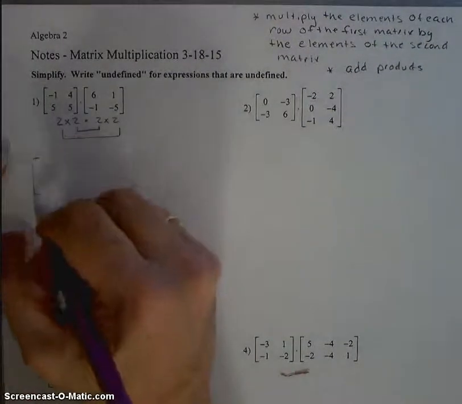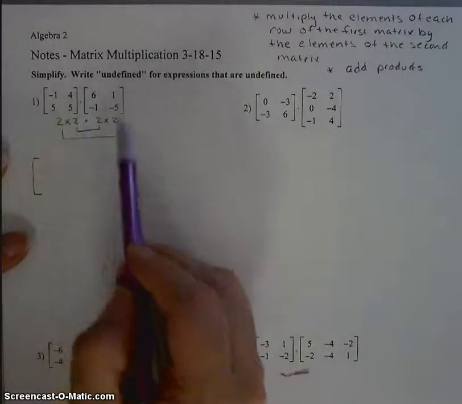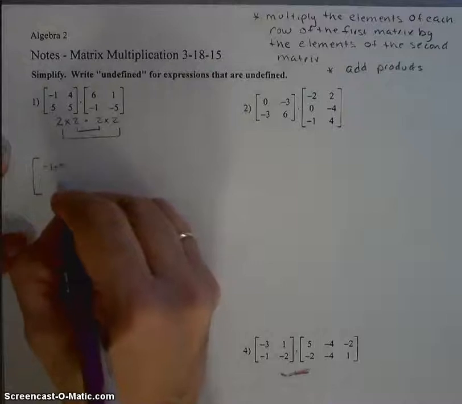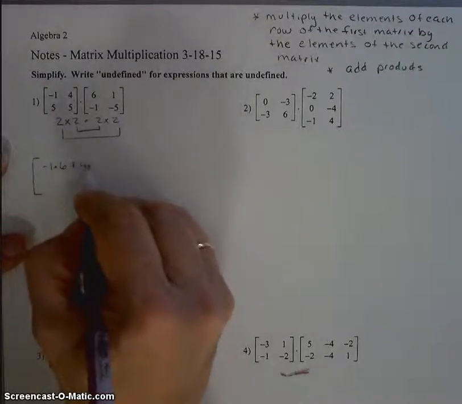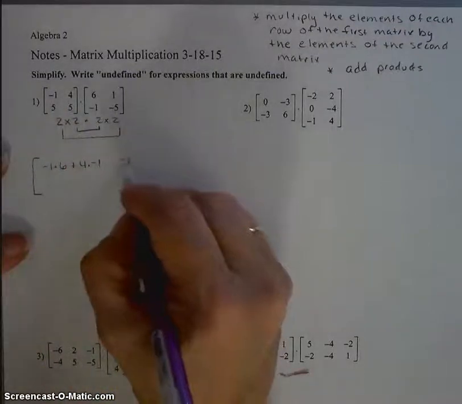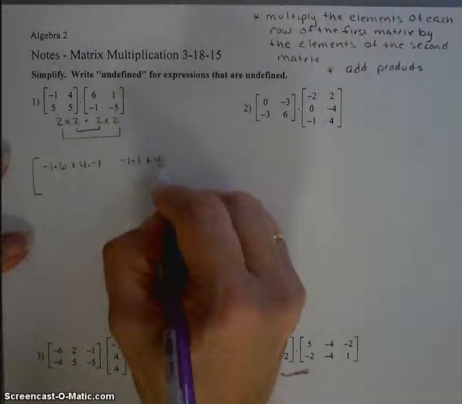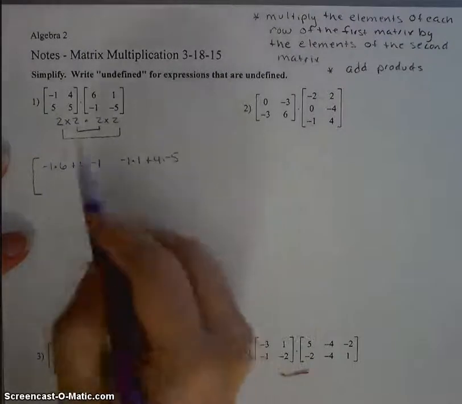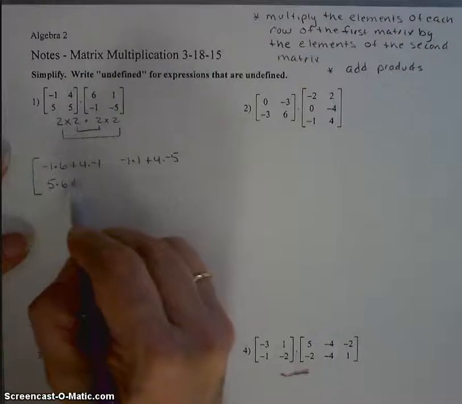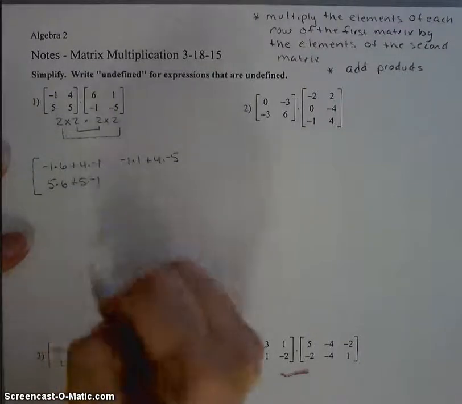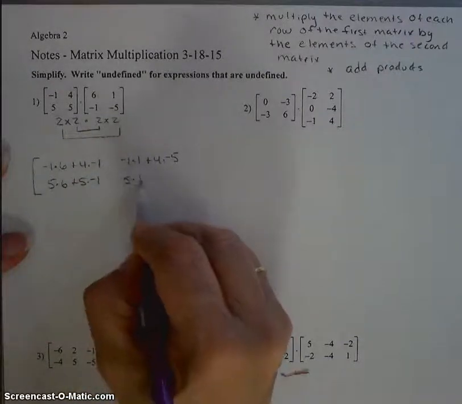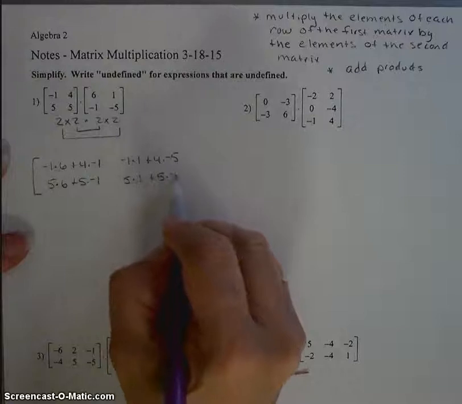So I am going to multiply row 1 times column 1 here. Row 1 times column 1. So I'm going to have negative 1 times 6, and then plus 4 times negative 1. Then I'm going to do row 1 times column 2. So negative 1 times 1 plus 4 times negative 5. I'm going to do row 2 times column 1. So I have 5 times 6 plus 5 times negative 1. And I'm going to do row 2 times column 2. So that's going to be 5 times 1 plus 5 times negative 5.